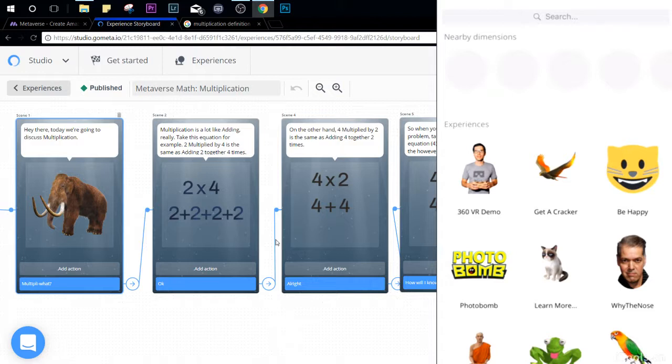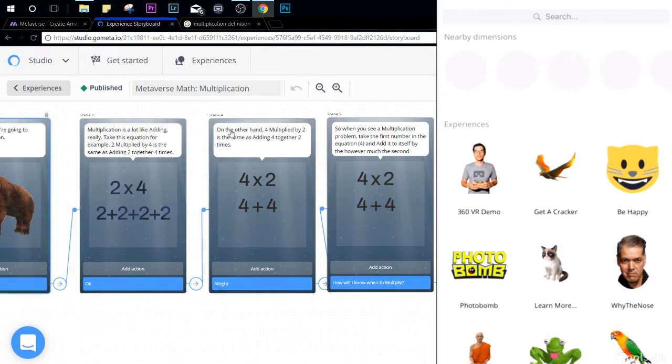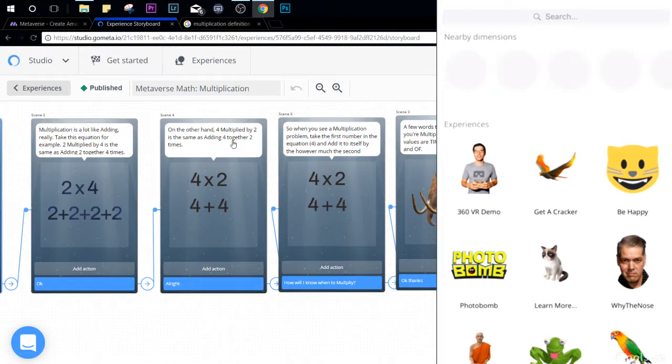Then we say multiplication is a lot like adding. Really, take this equation, for example. 2 multiplied by 4 is the same as adding 2 together 4 times. And then we display that 2 times 4 is the same as saying 2 plus 2 plus 2 plus 2. Then we switch it around. We say, on the other hand, 4 multiplied by 2 is the same as adding 4 together 2 times. And we just have 4 plus 4. Both of these outcomes equal 8.